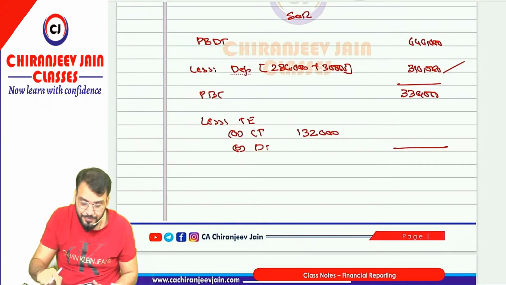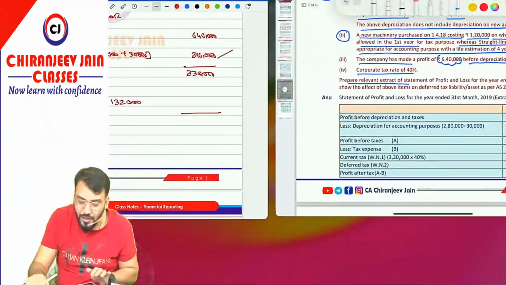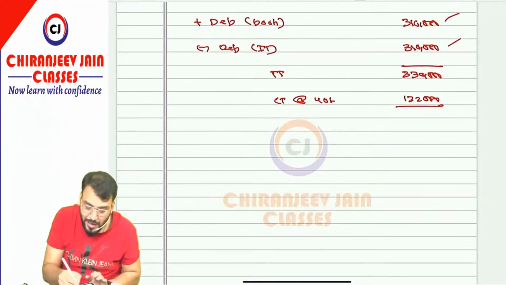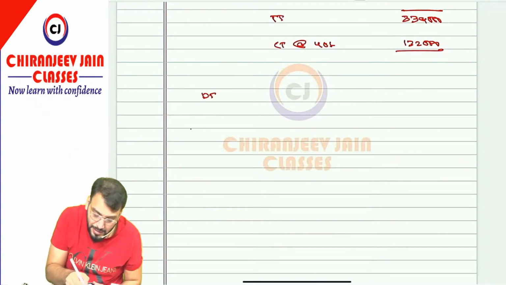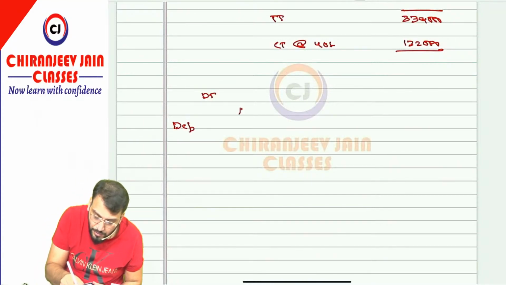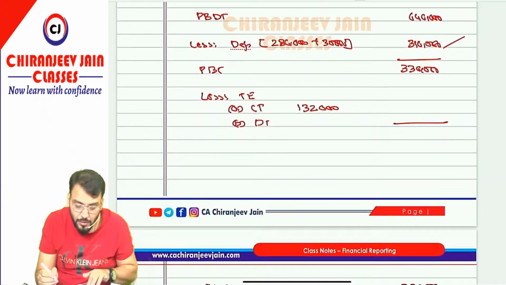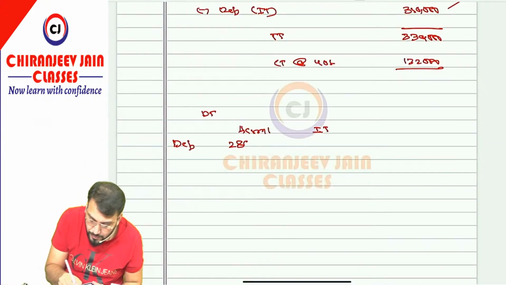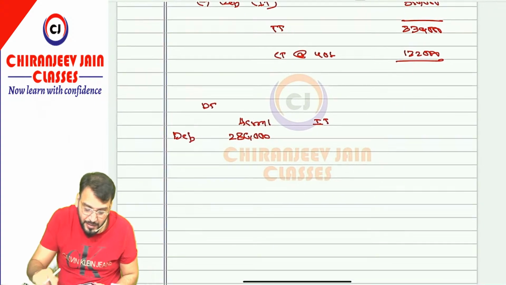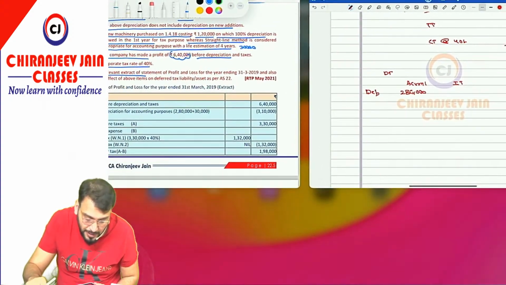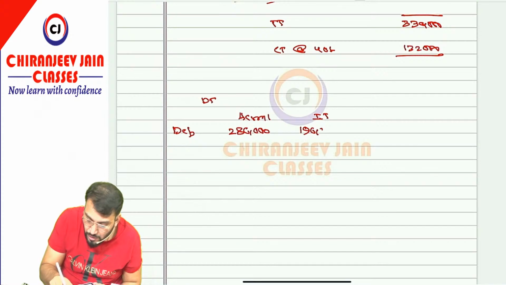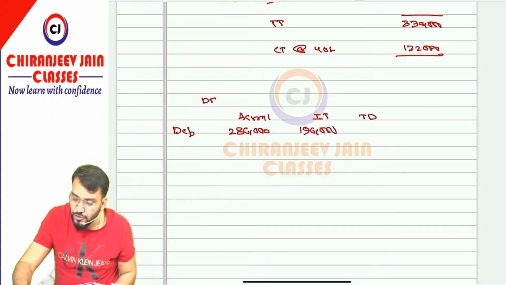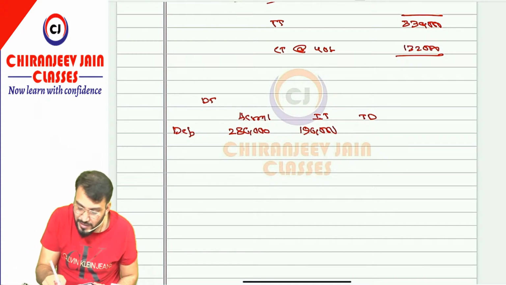Now we'll calculate deferred tax. Now calculation of deferred tax. Correct. So initially just try to understand. For the old asset, as per book depreciation it is 2,80,000, and as per income tax it is 1,90,000. So timing difference is how much? 2,80,000 minus 1,90,000 that is 90,000.